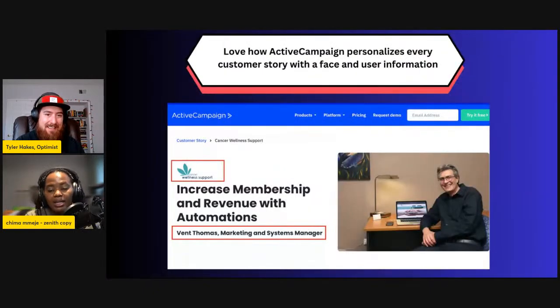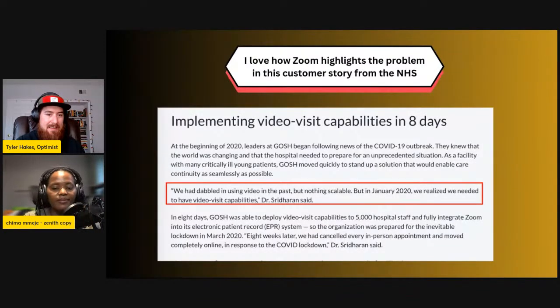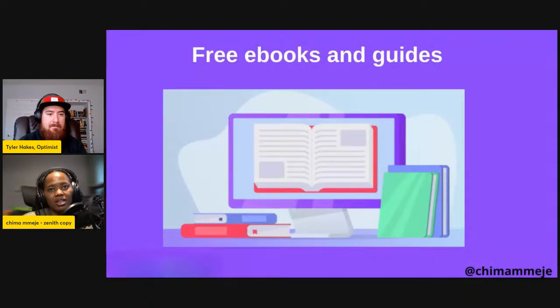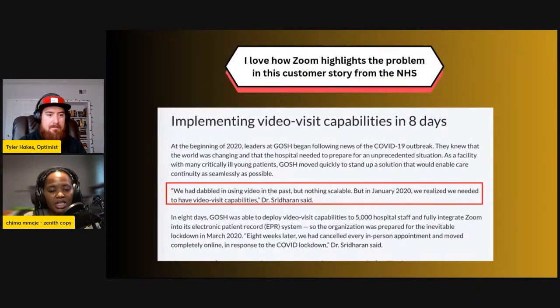Now, I love how ActiveCampaign is basically doing that. Look at the face of the person, and you can see his name and his role and the company that he works for, immediately building trust with me. Zoom is highlighting the problem in their customer story with the NHS. The NHS says that they've dabbled in video in the past, but it was not scalable. And then with COVID-19, they needed something that had video visit capabilities, and Zoom was the answer. If I was a large company like the NHS or a government agency, and I was looking for something that was scalable, this just tells me that Zoom is a very good option.